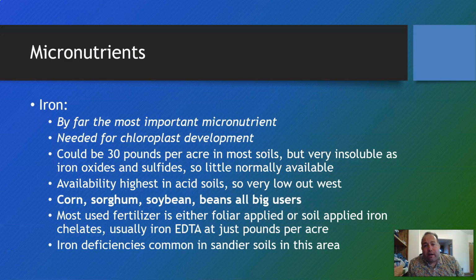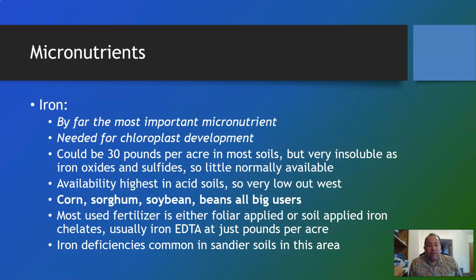So let's focus on a couple micronutrients. So iron is by far the most important micronutrient. It's needed for chloroplast development. Could be about 30 pounds per acre in most soils, but it's very insoluble from iron oxides and sulfides. So there's not a lot of iron readily available in the soil, which, we've said, micronutrients aren't needed in high amounts, but they are needed. The availability is highest in acidic soils, so out in western soils, not really as available.